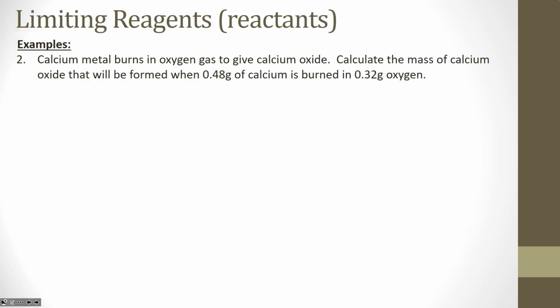So we're going to burn some calcium metal and oxygen, and we're making calcium oxide. So I'm going to set up my reaction. Calcium would just be Ca.